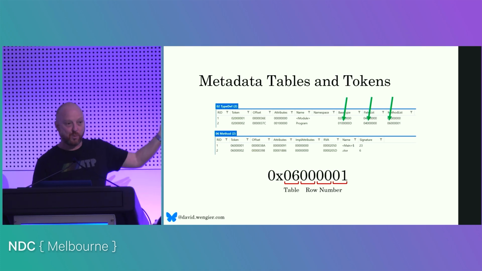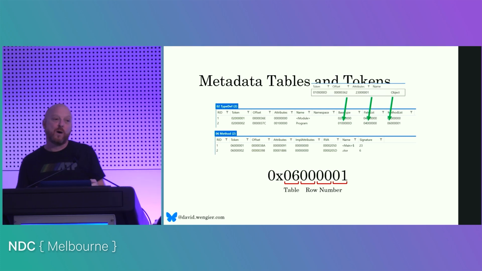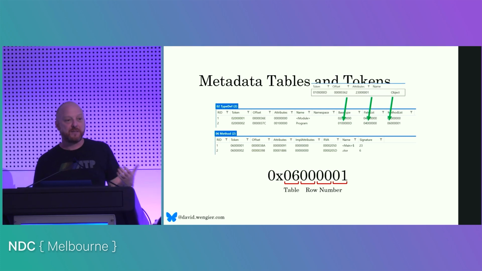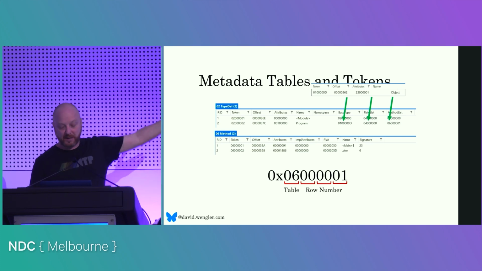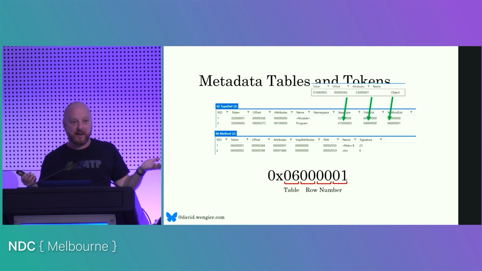So the base type 010000D, if we look that up, 01, it turns out, is the type ref table. So type def is types defined in your DLL. Type ref is types referenced by your DLL. This definition and reference concept comes up a lot. And so the type ref table, if we look up row D, its name is object. And, well, yeah, all types in .NET inherit from object.